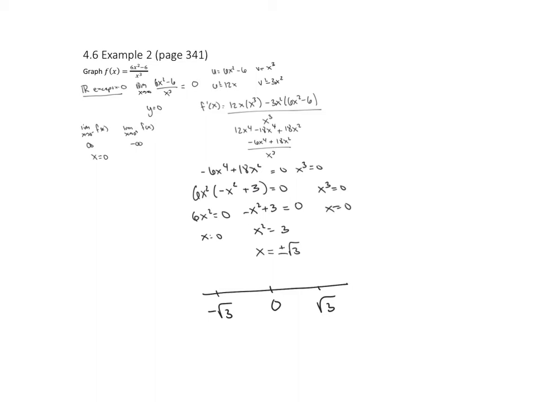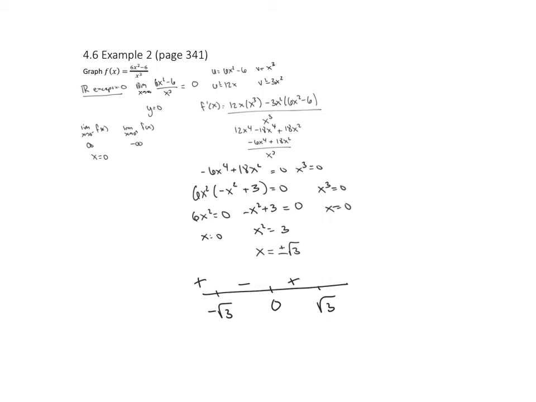So let's plug in negative 2. That's going to be negative 6 times 16, which will be negative 96, and then 18 times 4 is 72. So I'm going to have a negative on my numerator and a negative on my denominator, so that's a positive. If I plug in negative 1, I'm going to have negative 6 plus 18, which is positive, over 1 cubed, which is negative, so negative. And if I plug in positive 1, I'm going to have positive in the numerator, positive in the denominator.